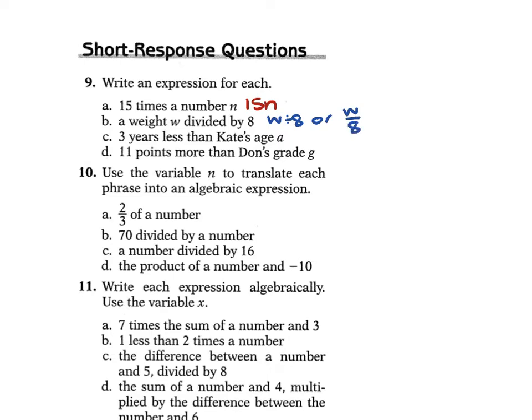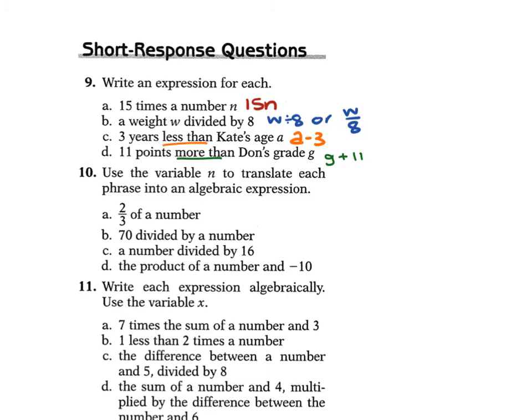For C, it says 3 years less than Kate's age A. Less than means that you're taking 3 from something. So that's A minus 3. For D, we have 11 points more than Don's grade G. So more than means that we're adding 11 to something. So that's G plus 11.